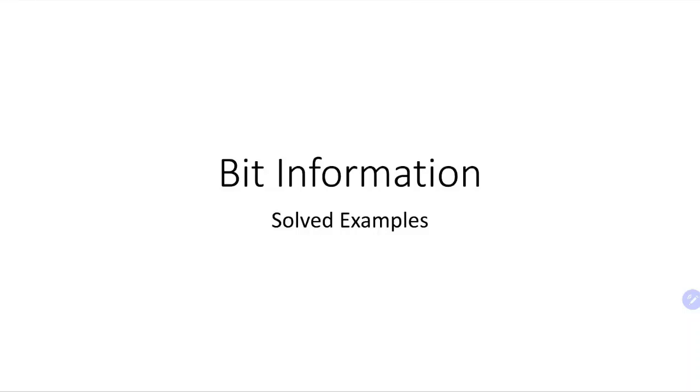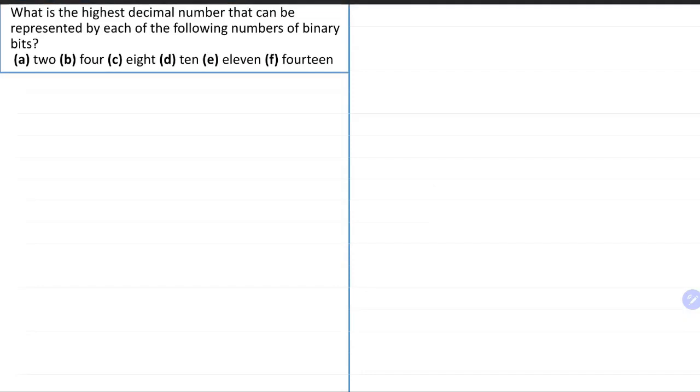Here are some worked examples about bit information. Basically, you want to work out how many bits you need to represent a particular decimal number, or vice versa. Okay, the first example: what is the highest decimal number that can be represented by each of the following numbers of binary bits?